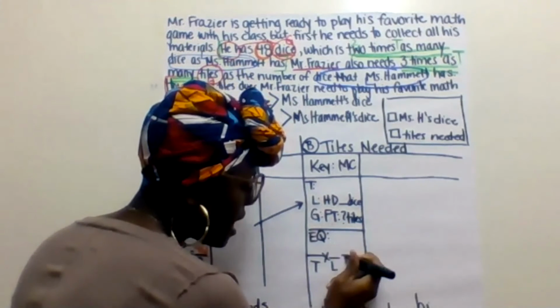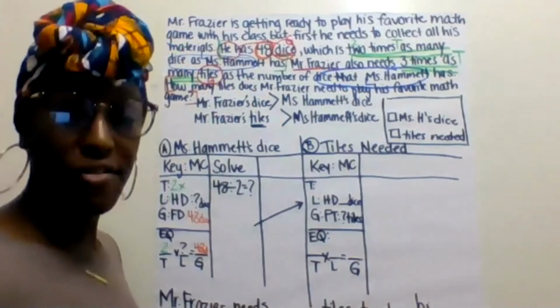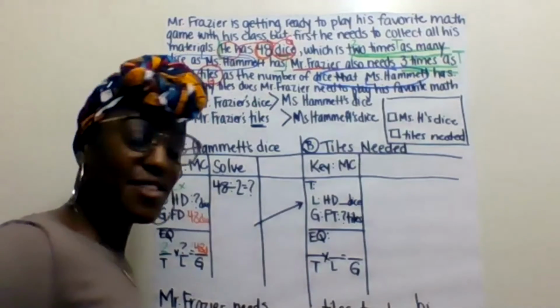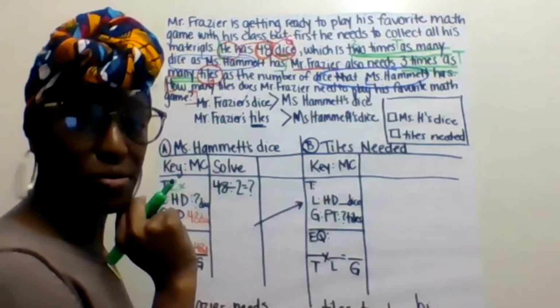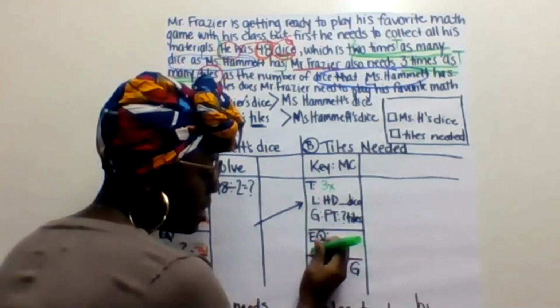T times L equals G. All right, let's go back. Oh, I forgot something. What did I forget? Check you out. I did forget to put the times as many. What times as many was there? Yes, 3 times. So let's now fill in our key using that.